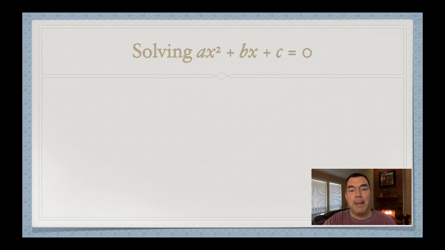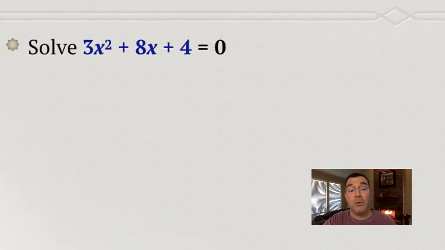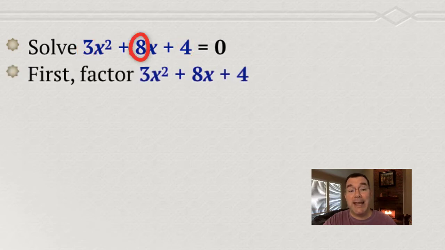All right. Now, if there is a number in front of the x squared, we've talked about how to factor that. For example, 3x squared plus 8x plus 4 equals 0. Now, this time I need two numbers that multiply to give the first number times the last number, which is 12. But they still have to add to give the middle number, which is 8.